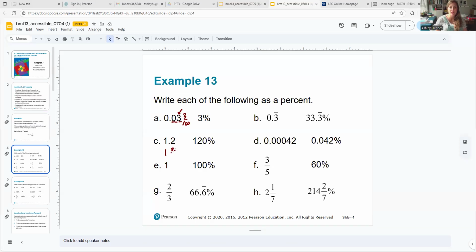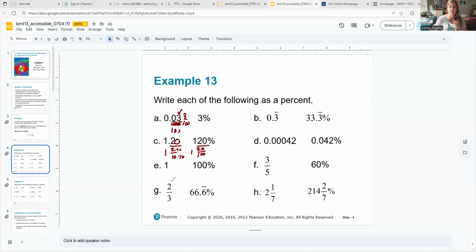This would be 1 and 2/10. Well, if I wanted to make this be over 100, I multiply by 10 over 10, and that'd be 1 and 20 over 100. So that's how we're getting 20%. Or you could just put a 2 here. These first two decimals are what you're going to put over 100. So that's just 100%.